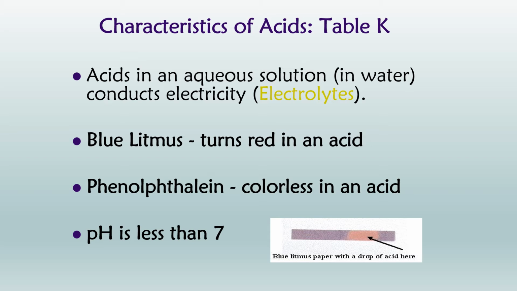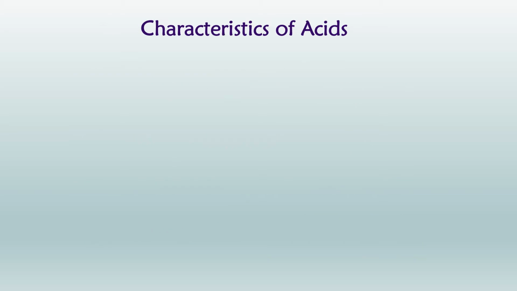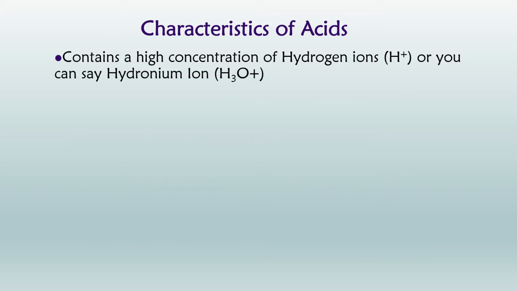Because this is the information that you'll need to know for the next part. Some more things to know about acids are that they contain a high concentration of hydrogen ions, and because normally they are in an aqueous solution, and we said that the hydrogen ion combined with water to make a hydronium ion, so we see a huge concentration of those hydronium ions in an aqueous solution of acids.